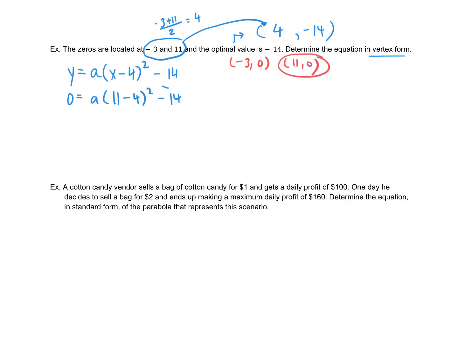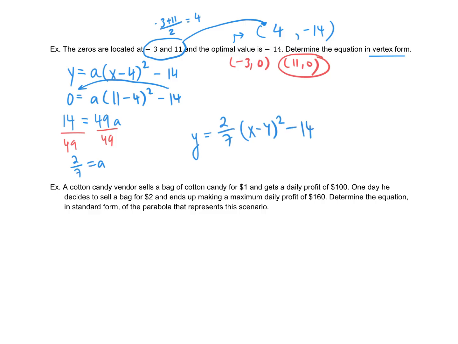The 14, just going to kick it to the other side, it becomes positive. 11 minus 4 is 7, and 7 to the power of 2 is 49. And now I'll divide both sides by 49, and we can reduce here. Numerator and denominator can be divided by 7 to get 2 over 7 for a. And now our vertex form, y equals 2 over 7 (x - 4)^2 - 14.